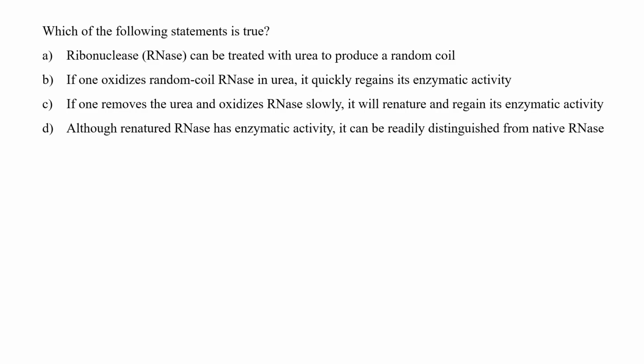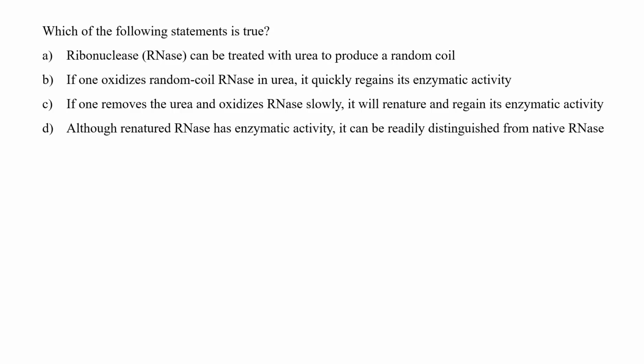Which of the following statements is true? RNAs can be treated with urea to produce a random coil. If one oxidizes random coil RNAs in urea, it quickly regains its enzymatic activity. If one removes the urea and oxidizes RNA slowly, it will renature and regain its enzyme activity. Although renatured RNAs have enzyme activity, they can be readily distinguished from native RNAs.